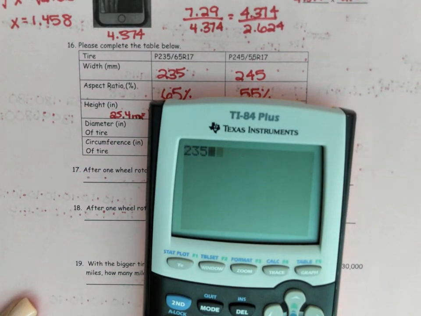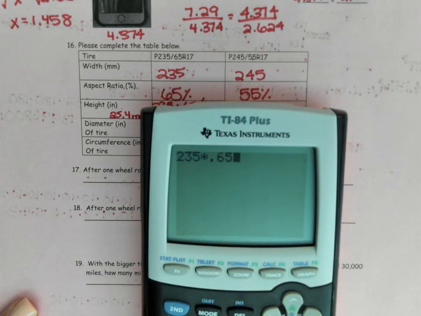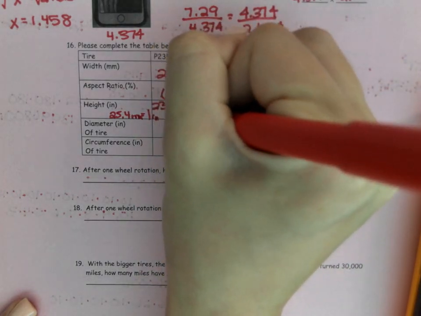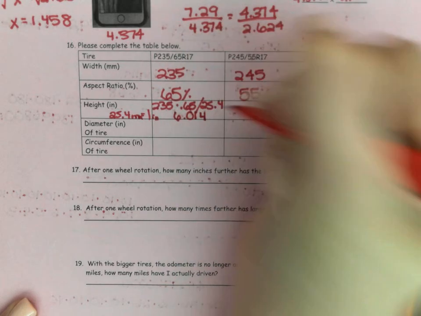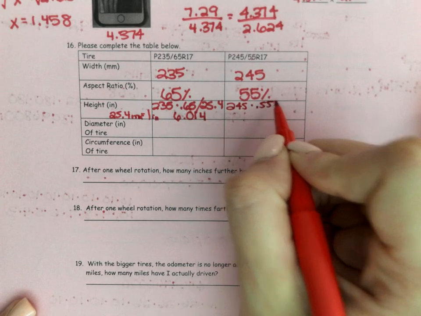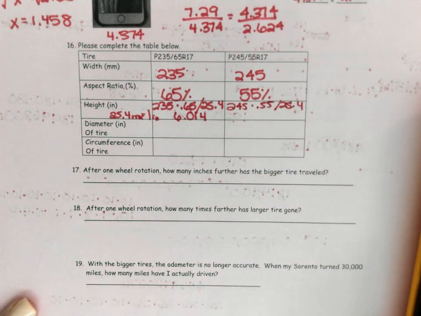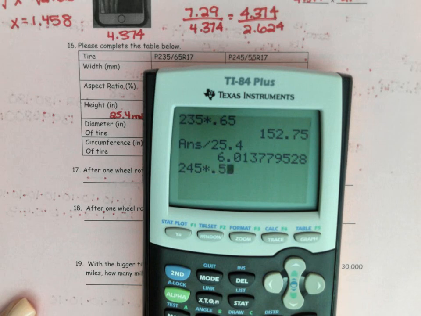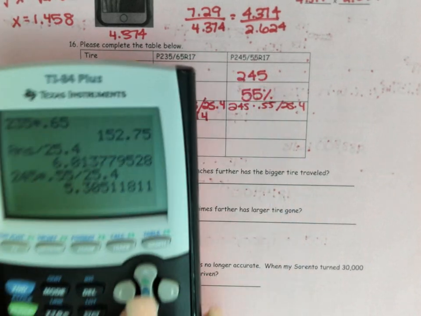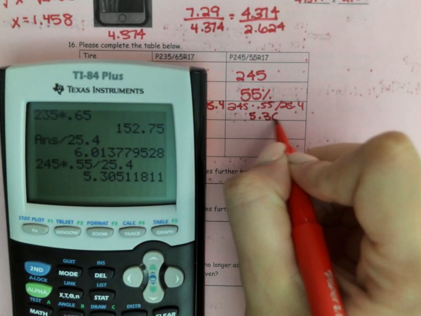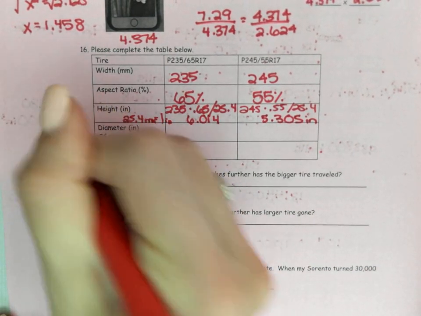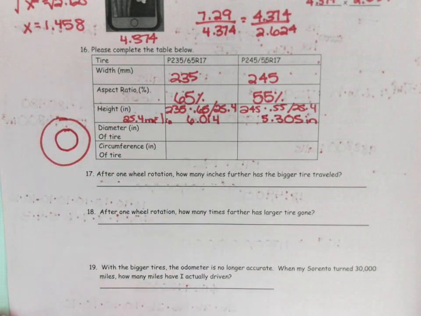So I take 235 times 0.65 divided by 25.4. So my height is 6.014. So for this one, now I'm taking the 245 times 0.55 divided by 25.4, and I get 5.305 inches.